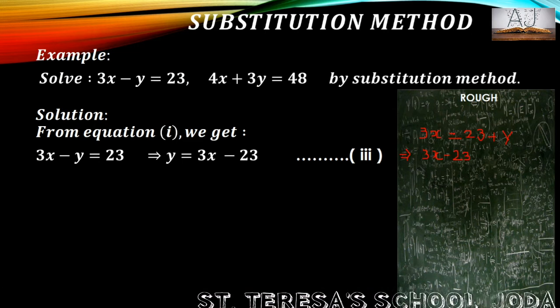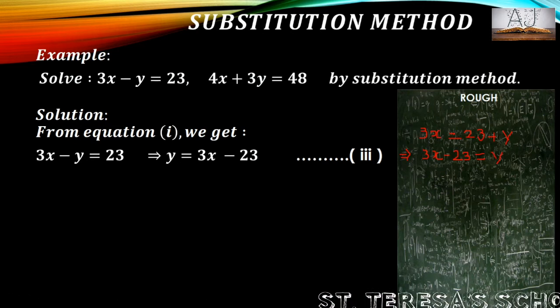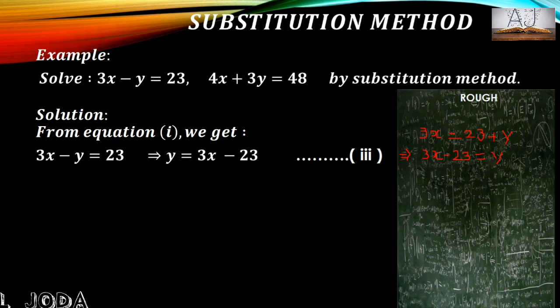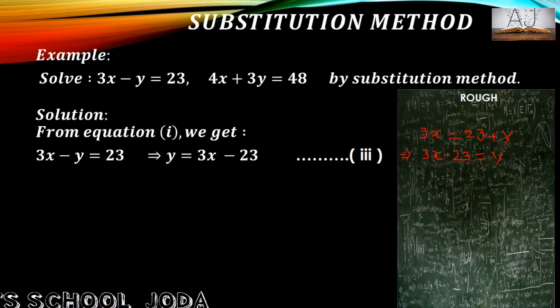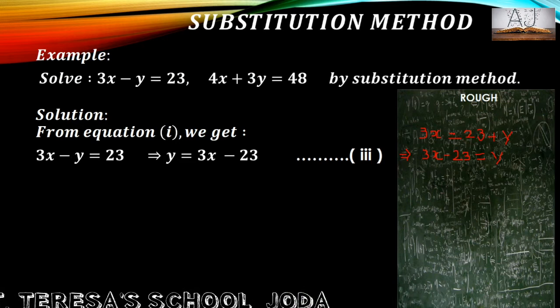So 3x minus 23 equals y. Now y is alone on the right hand side. That is what we wanted to do. I have made y the subject here. I have just written it the other way, the left hand side on the right and the right hand side on the left. So it has come y equal to 3x minus 23. 3x minus 23 equal to y or y equal to 3x minus 23 are the same thing.